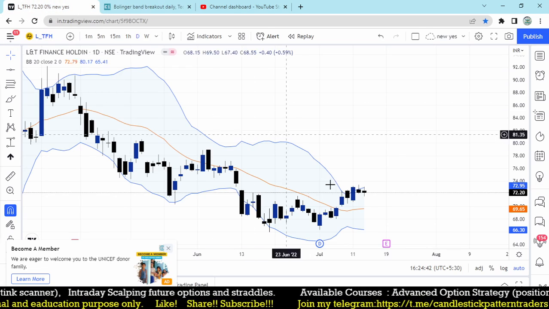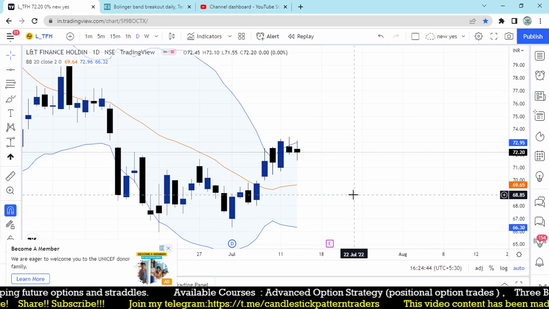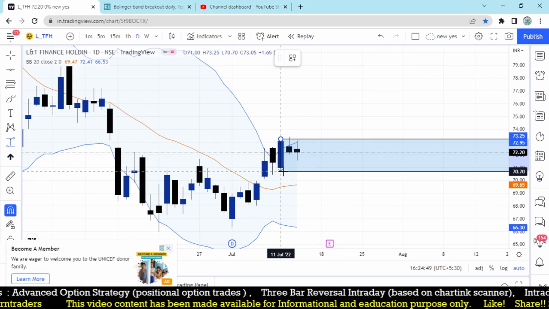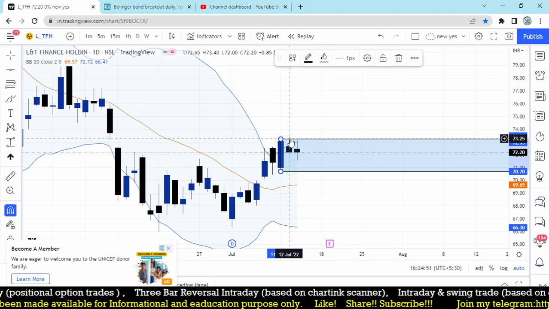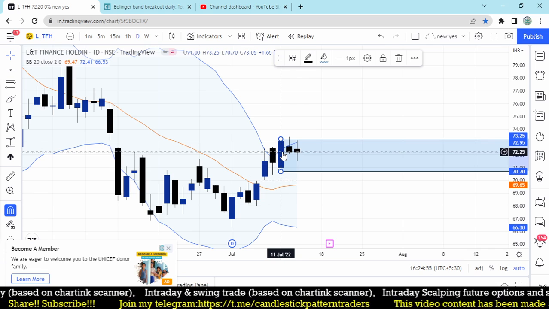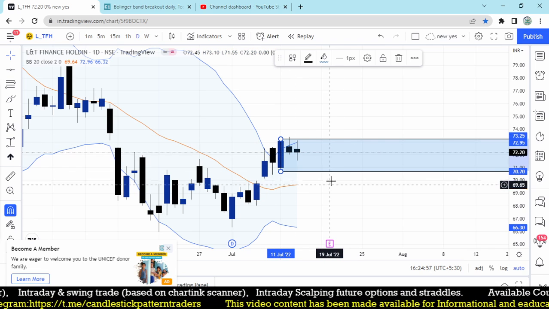Okay, LNTFH, this was the day. Let's see what happened in LNTFH. It triggers you the buy by next day. The high was triggered at 73.25. You are keeping the stop loss at 70.70. Still your stop loss has not been triggered.